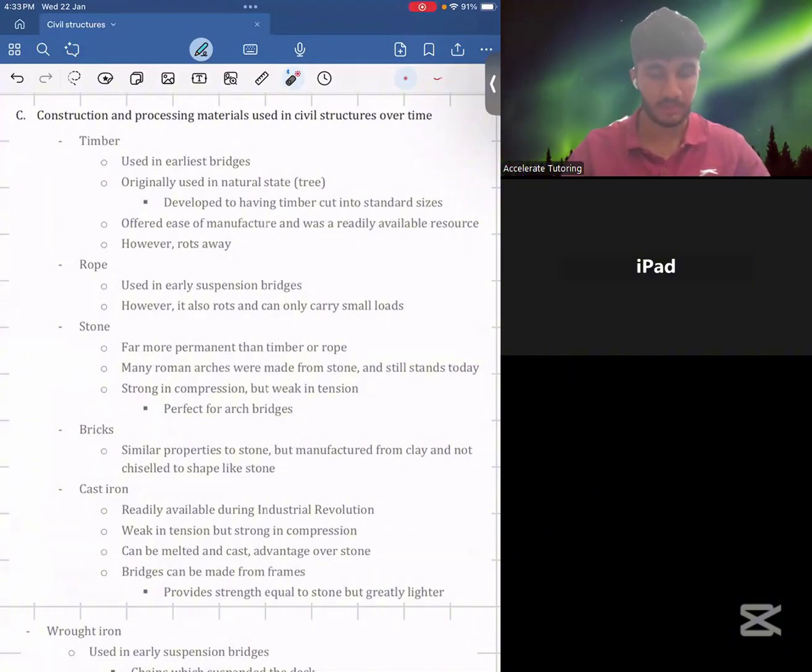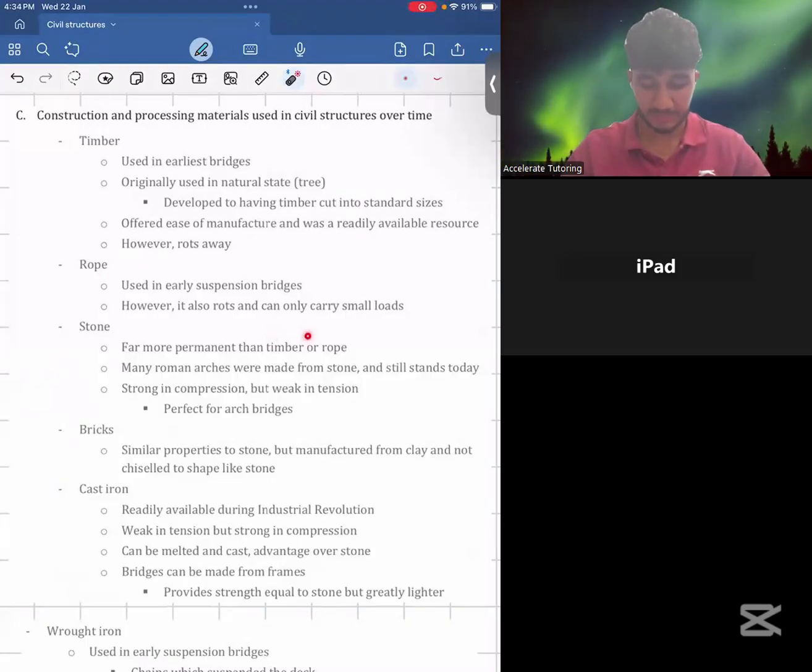That was the number one reason why timber was used for most early civil structures, because it was so readily available. The biggest downside though is timber rots away from moisture or other reasons, and it can also burn, which is another key issue to address. Rope is another one used for early suspension bridges. However, it does rot away and can only carry small loads because the tensile loading of a rope is not relatively that high. Also, rope can also burn.